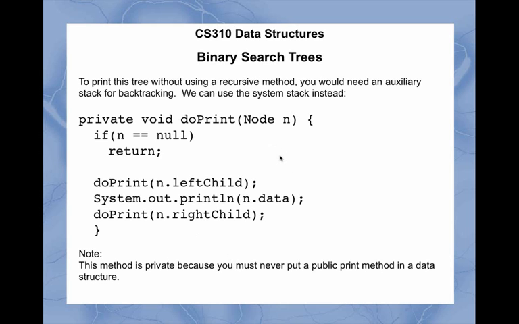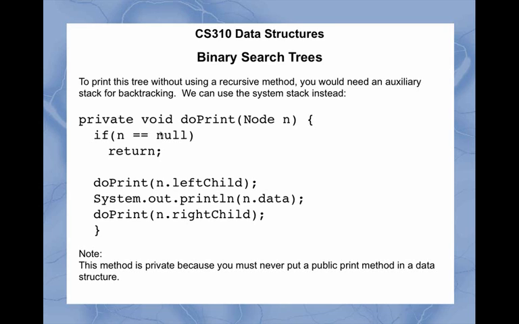So here's a print method. Note that I've made this private because you must never put a print method in a data structure. It's a mistake because no one method for printing is going to be appropriate. If you need to print the contents of a data structure, you would use the iterator to do that. So this is a sin. However, it illustrates in a simple way what I want to show you about recursion.